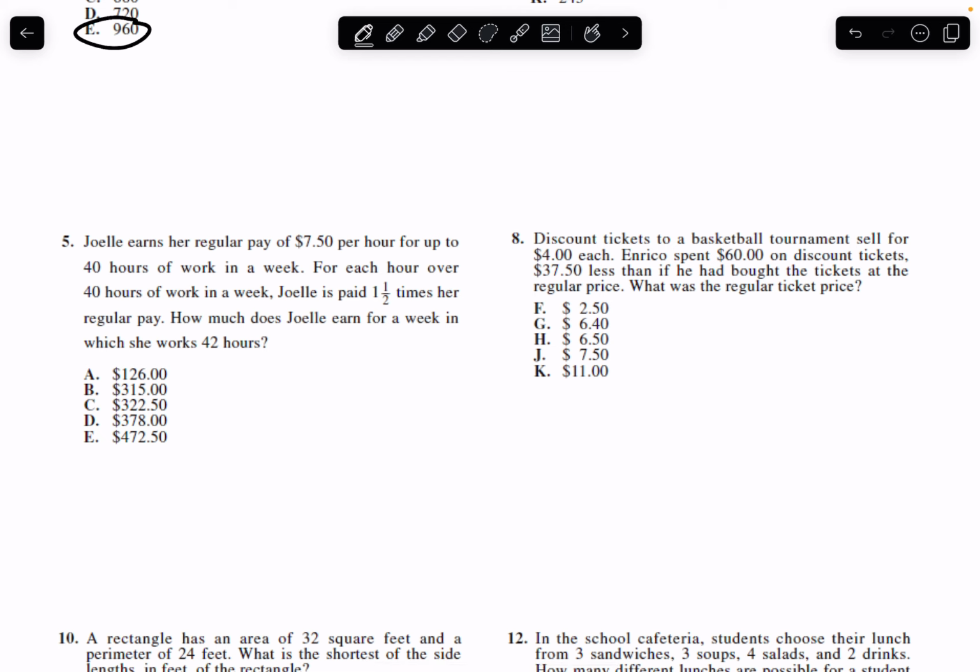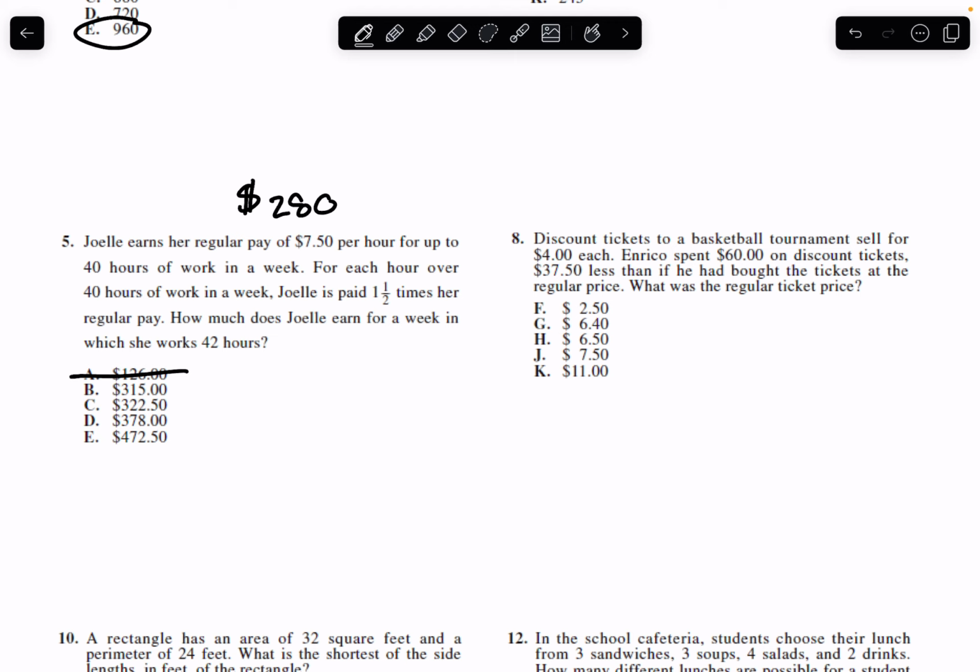Okay. Number 5, Joelle earns $7.50 an hour and she works 40 hours a week. How much does she earn in 42 hours if she gets paid extra for working over 40 hours? If she's working 40 hours and making $7 an hour, we're just going to do quick math. We're not even going to use $7.50. $7 an hour, 4 times 7 is 28, add a 0. She's making more than $280. So that one's already gone.